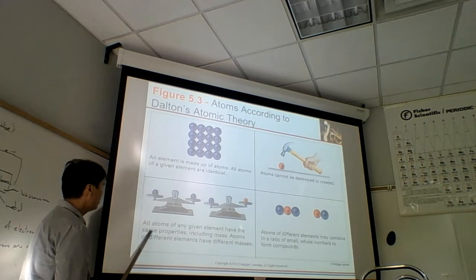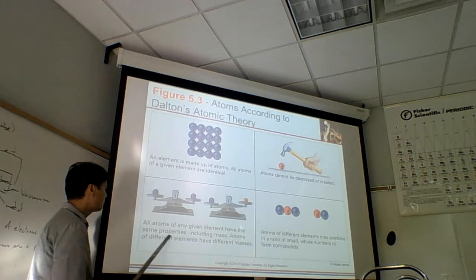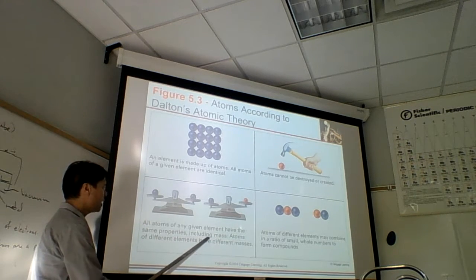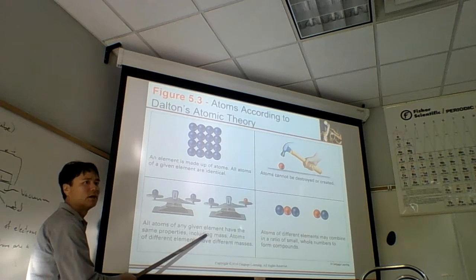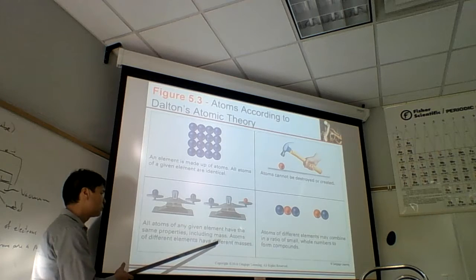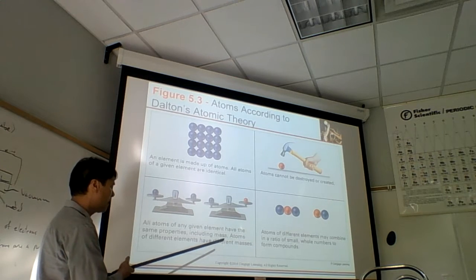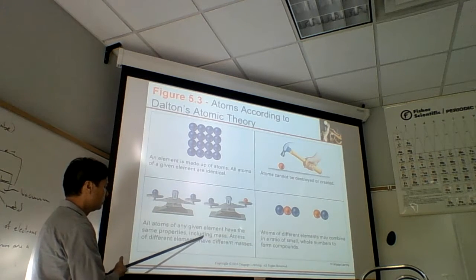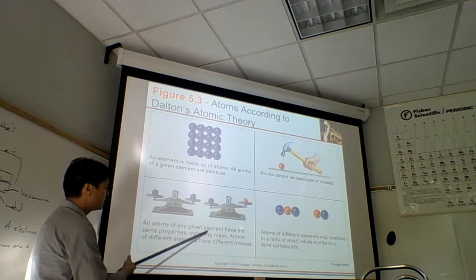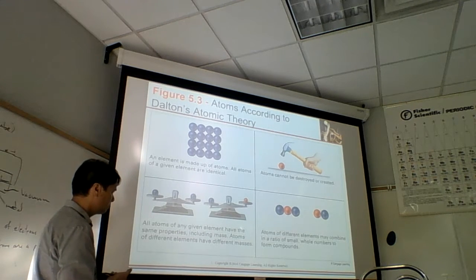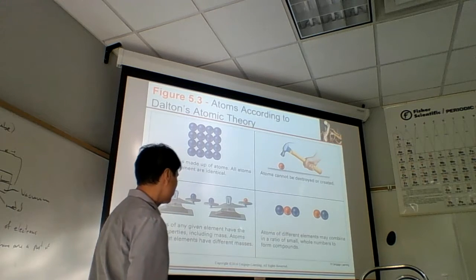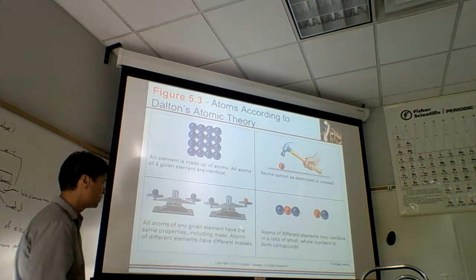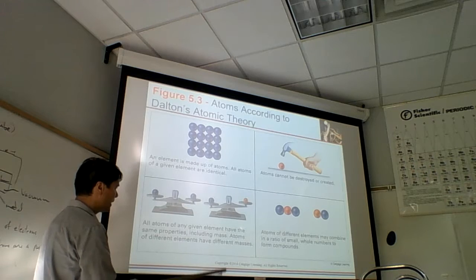Okay, the next one. All atoms of any given element have the same properties, including mass. Well, they have the same properties, excluding mass. Mass doesn't have to be the same. But for some, like beryllium, there's only 1 mass, so all atoms of beryllium have the same mass. But even if they have different masses, the common feature is they have the same number of protons. There's got to be a connection between the number of protons and the way they behave.